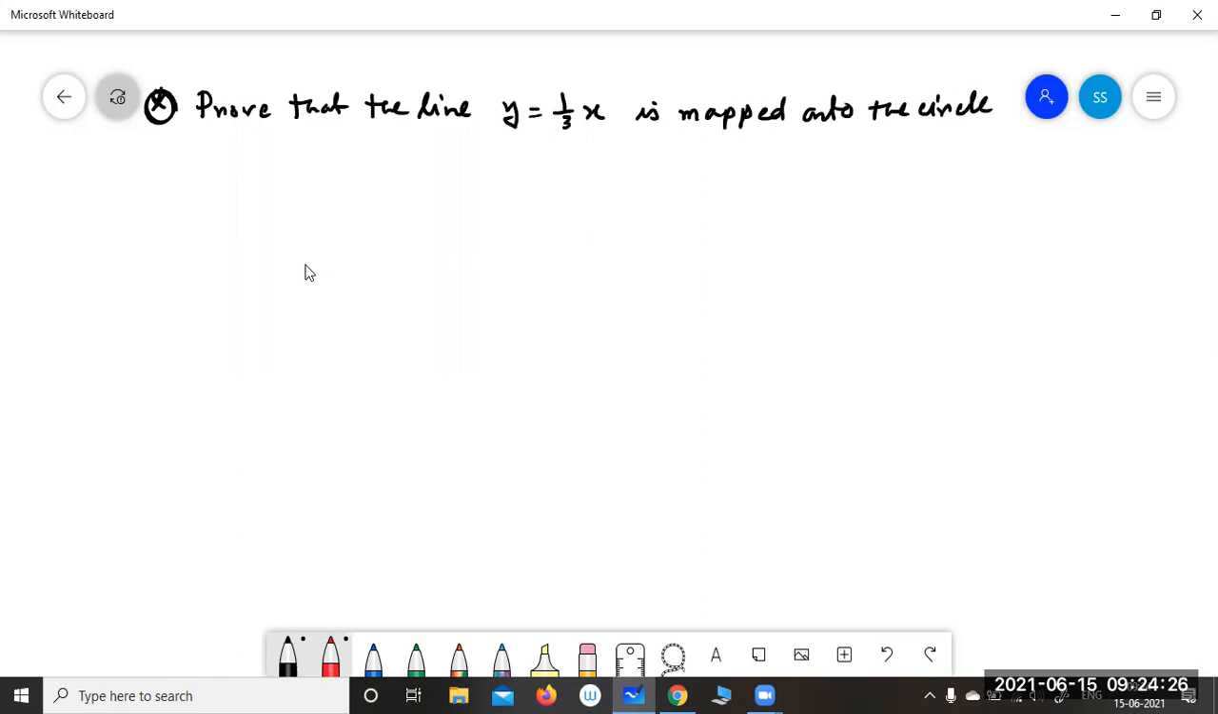So the next problem is here. Prove that the line y equal to 1/3 x is mapped onto the circle under the bilinear transformation w equal to (iz plus 2) by (4z plus i).